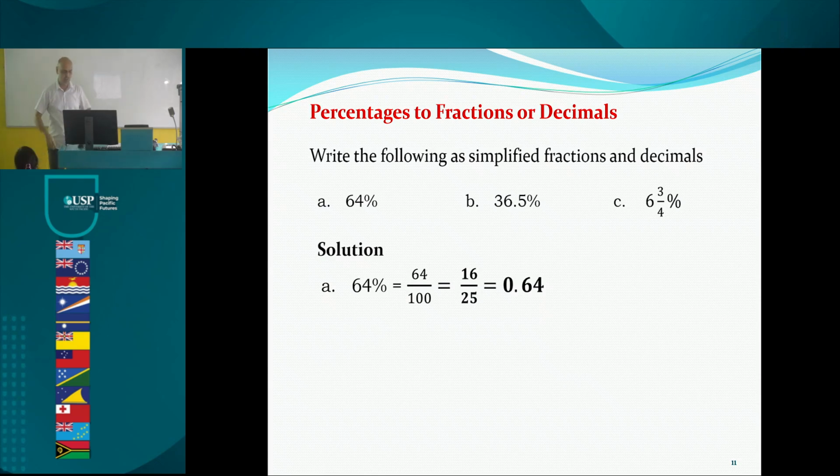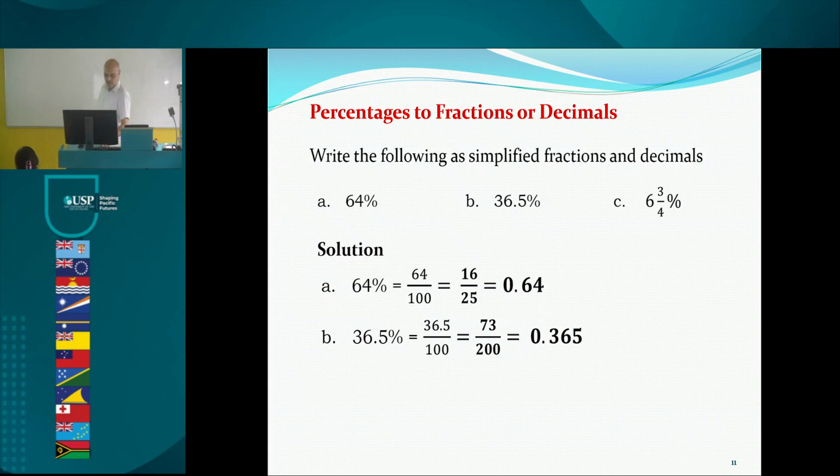Alright, try the next one. How will you do the next one? How will you write 36.5 as a simplified fraction? Remember, the rule is saying percentage into a fraction will be over 100. So this number 36.5 over 100. And press equals, your calculator simplifies that fraction for you. So did we get 73 over 200? Yeah? And we need to write that as a decimal. Again, your calculator does it for you.